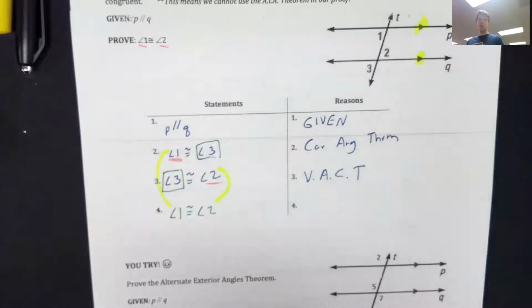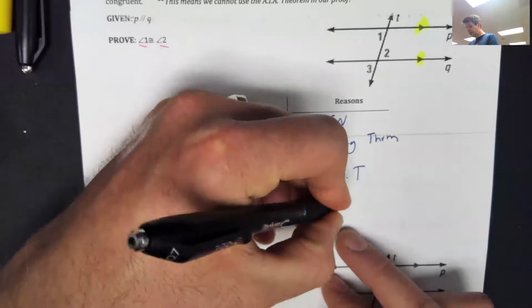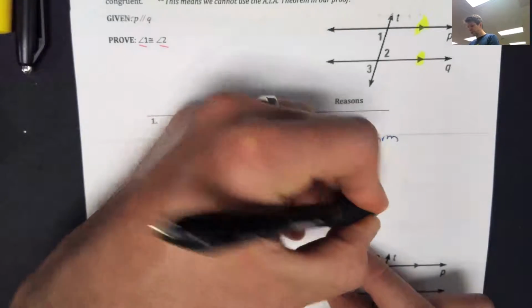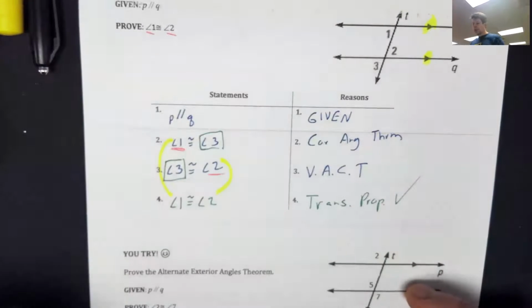And that means I'm going to use one of my properties that I use to switch around my different facts. And the property that is going to work best in this case is the transitive property. There you go. That's a complete proof right there, and it works out great.